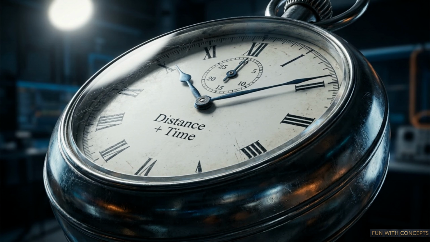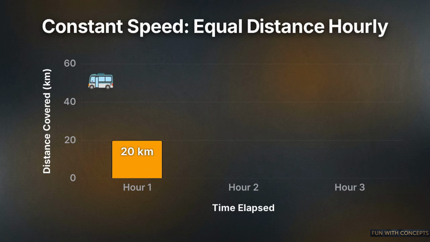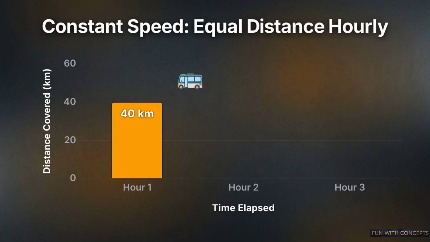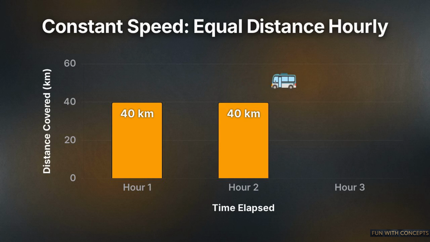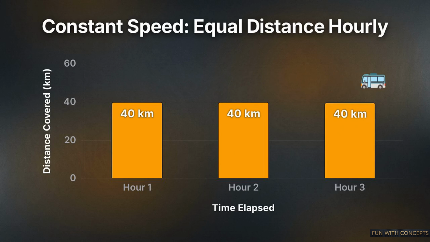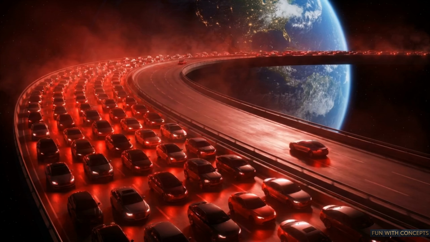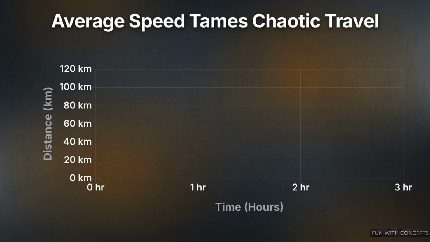Knowing the shape of a path is only half the equation. We also have to measure the rate at which an object travels across it. This chart shows uniform speed. The vehicle covers identical, equal distances over identical intervals of time. Exactly 40 kilometers is crossed every single hour, without deviation. In reality, friction, traffic, and obstacles force objects to speed up and slow down. This creates non-uniform speed, where unequal distances are covered in those same time intervals.